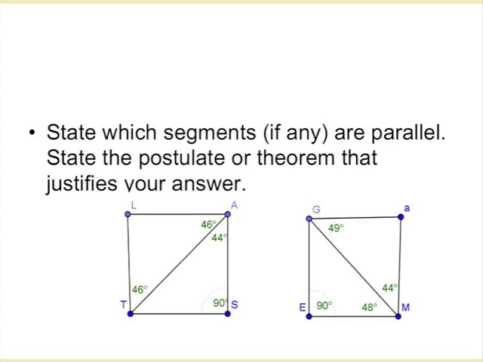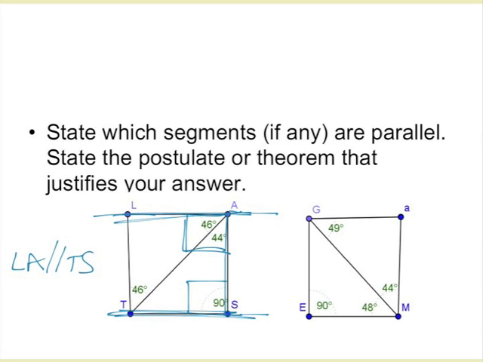Oh. 46 and 44, they equal 90. And then there's a 90-degree angle. So we had a given 90 at the bottom, and if we put together those two angles at the top, they make 90 as well. So we end up with this picture. So then we can say we have some parallels. We can say LA is parallel to TS.